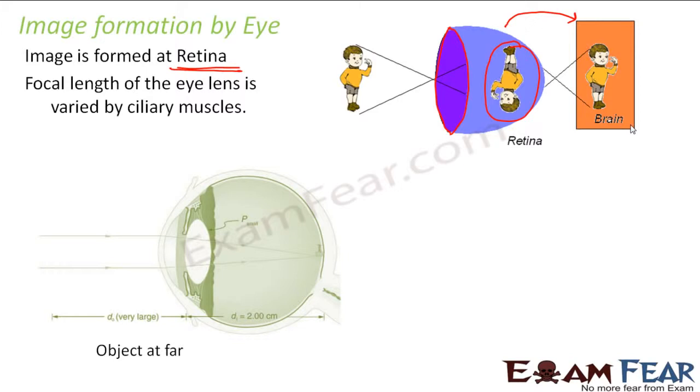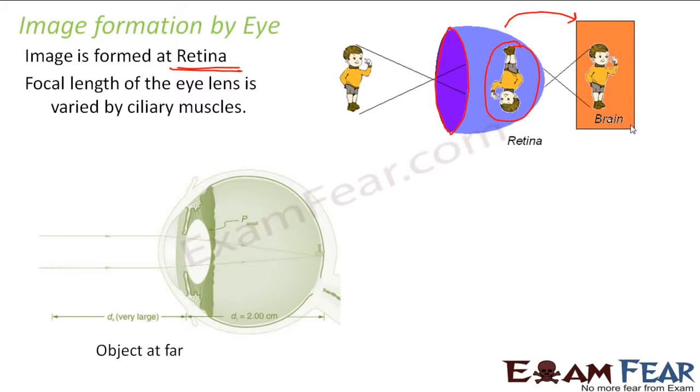Because we see so many things around us. Sometimes the things are very near, sometimes they are so far off from us. So that means the object distance is changing. In that case, the image distance should also change. But in this case, the image distance is always fixed, that is the retina, if your eye is functioning correctly. So how is that possible?